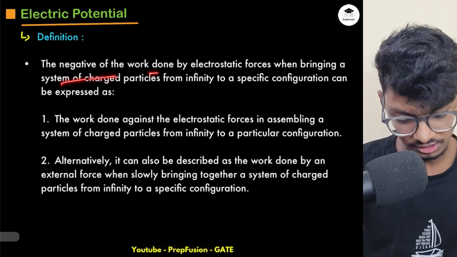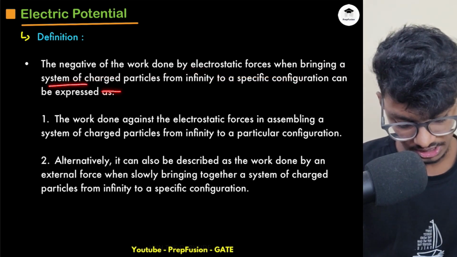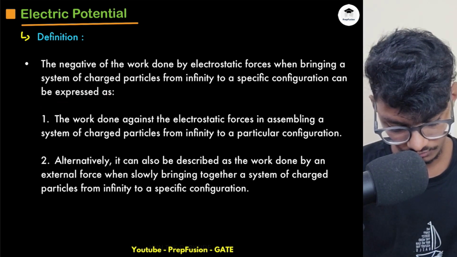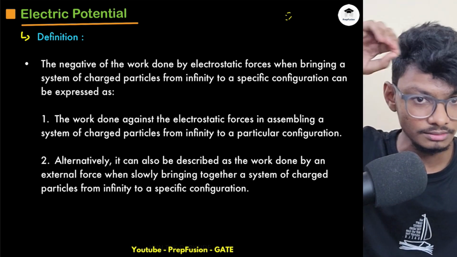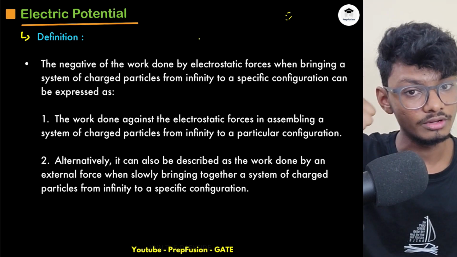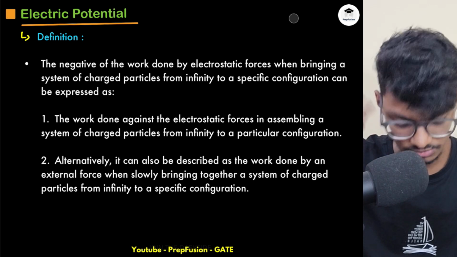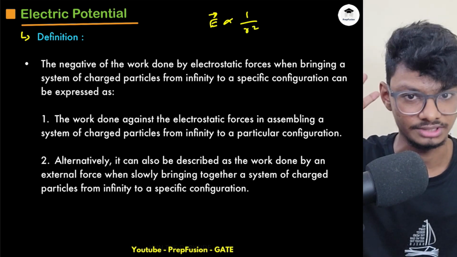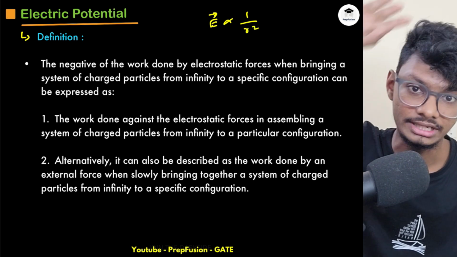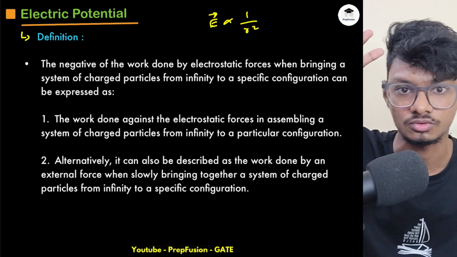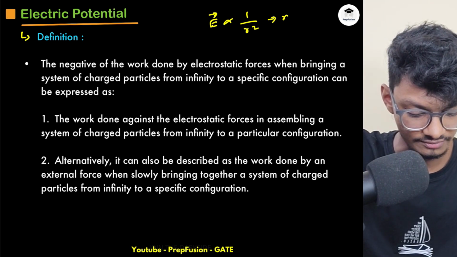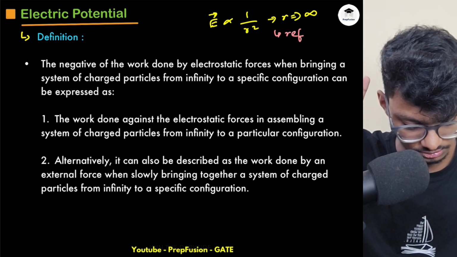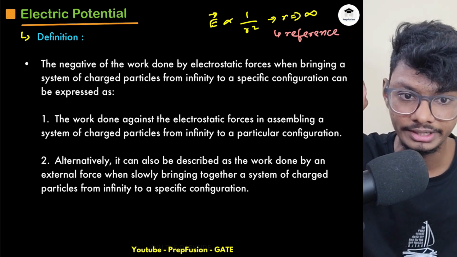The negative of the work done by electrostatic forces when bringing a system of charged particles from infinity to a specific configuration can be expressed as follows. If a charged particle is at infinity, meaning infinite distance from the field, I know the electric field is inversely proportional to r squared. So if r is infinity, the electric field is 0, which means the work done will also be 0. That's why r infinity is taken as the reference.